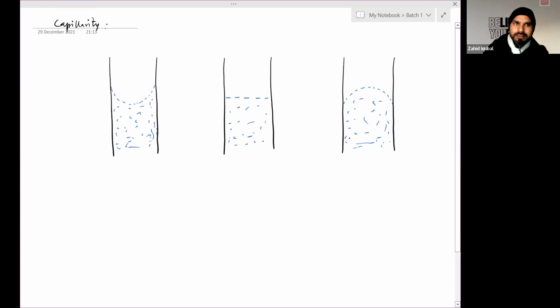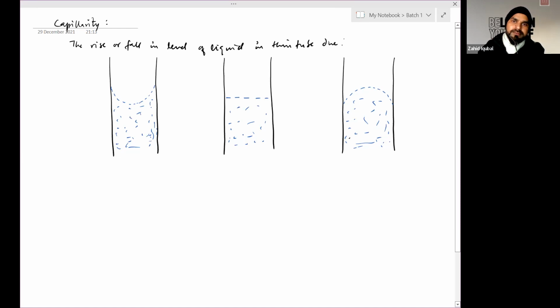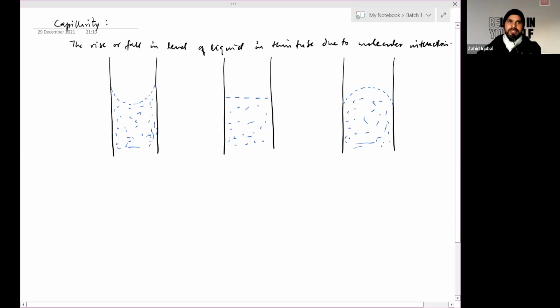So capillarity is nothing but the phenomenon of rise or fall in level of liquid in a capillary tube when it is dipped in any particular liquid, depending upon their interaction or surface tension. So capillarity is the rise or fall in level of liquid in a thin tube due to molecular interaction. It's called capillarity.